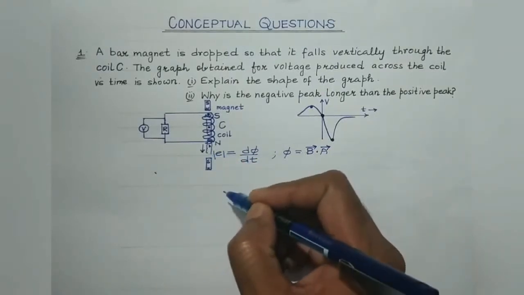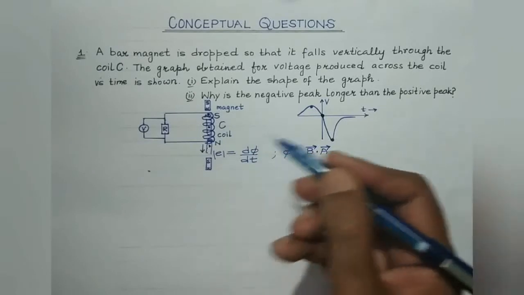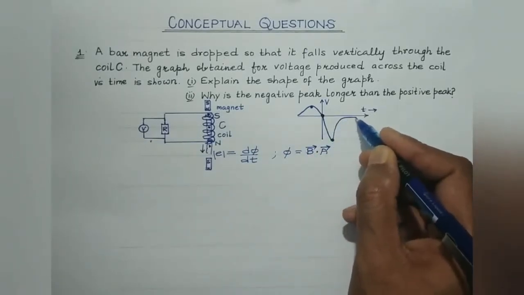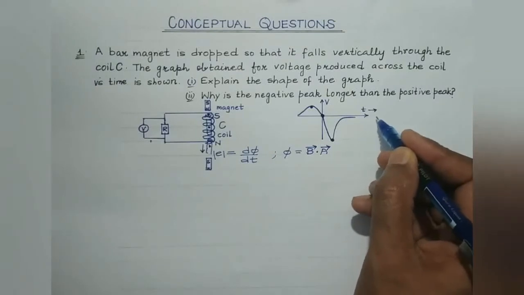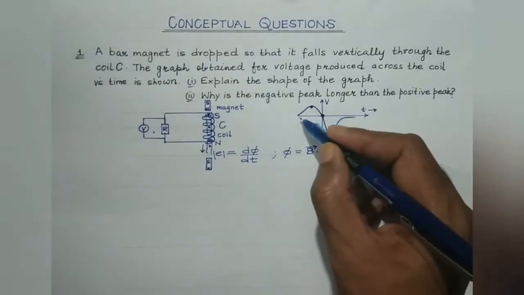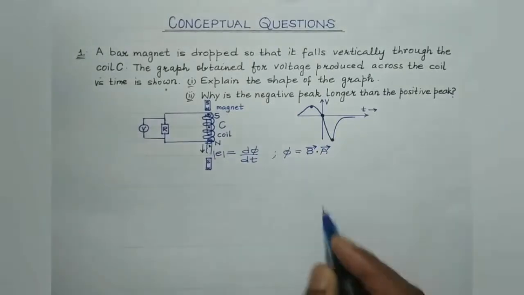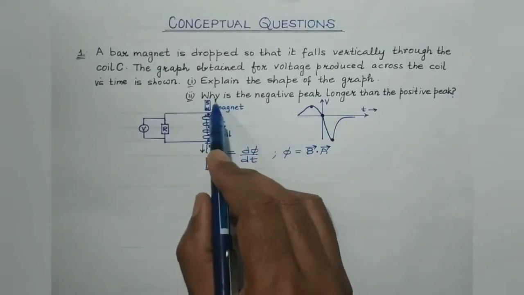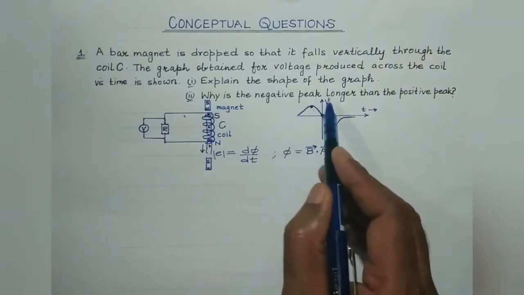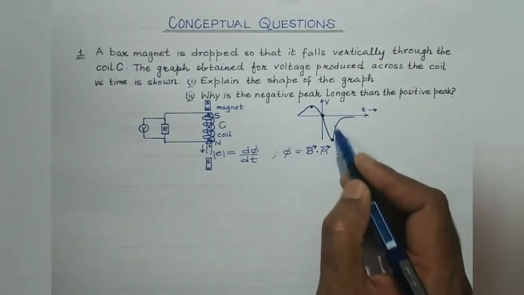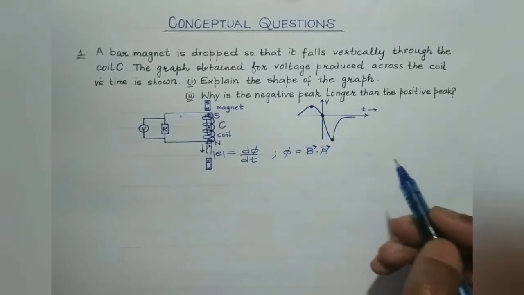And thus the magnetic flux through the coil decreases and the EMF in the coil also starts decreasing till at some later instant, it is reduced to zero. So that explains the shape of the graph. Now regarding the answer of the second part, why is the negative peak longer than the positive peak? This negative peak is greater than that of the positive peak, right?